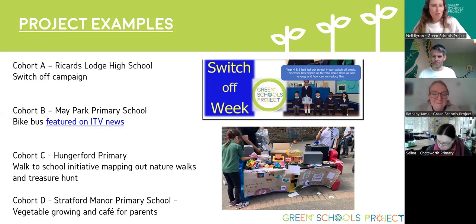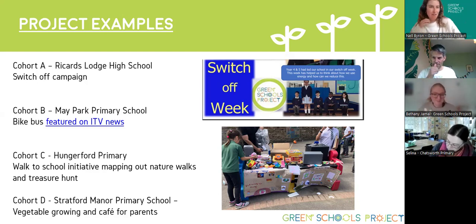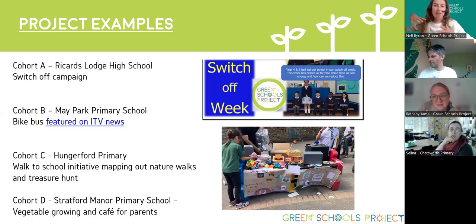Cool, yeah. So cohort B last year, May Park Primary School, which is in Easton in Bristol, did a bike bus, where they promoted it across the whole school, with parents and families and children. Everybody was encouraged to take part in this bike bus, which went all the way around the local area and picked up everybody on the way to school, and was actually featured on the ITV News.